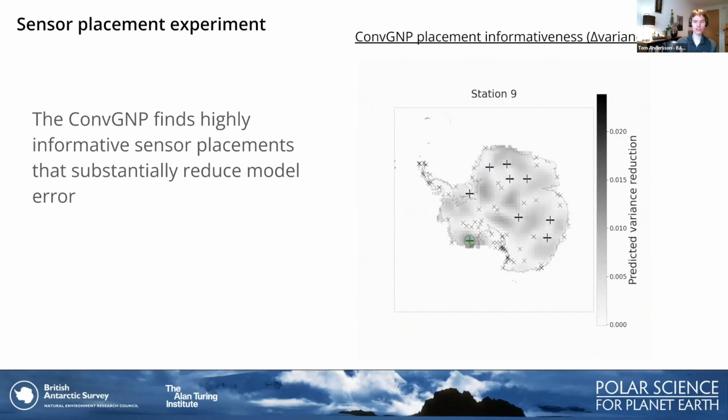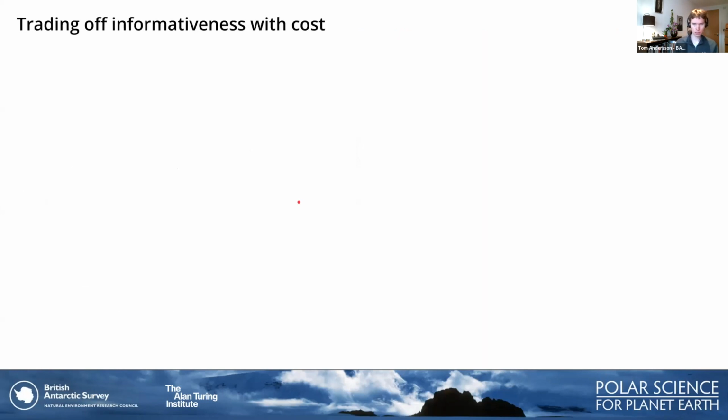And this leads to essentially additions to the existing sensor network that are in some sense optimal according to the model. And I think it's worth pointing out that these placements aren't just as far away as possible. And that's quite important. And that comes from the model's ability to learn non-stationary covariance structure. And that's a very important characteristic for environmental data.